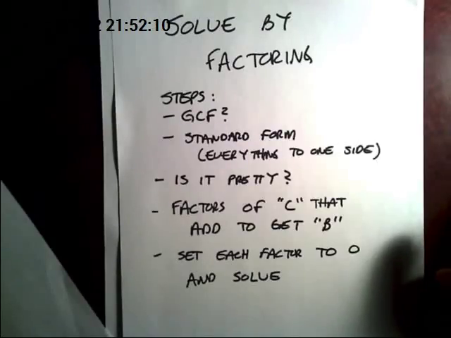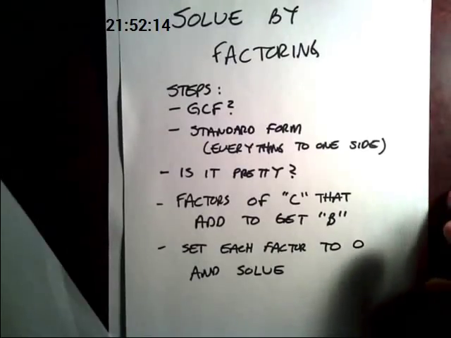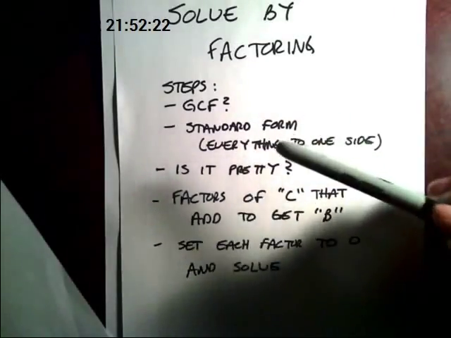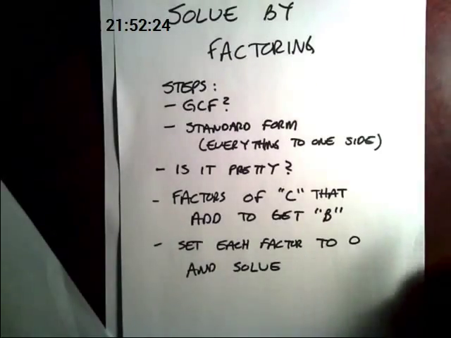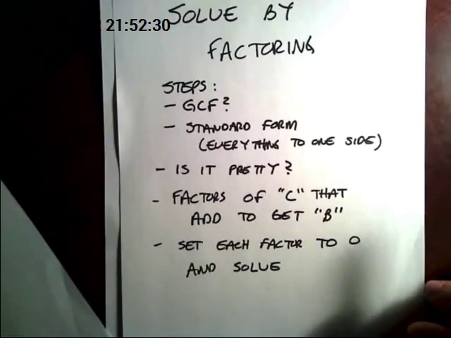All right, step number 2, or option number 2, solve by factoring. The steps, if you want to write them down: the GCF. Always try and find the greatest common factor. It makes your life a lot easier. Make sure that your equation is in standard form.